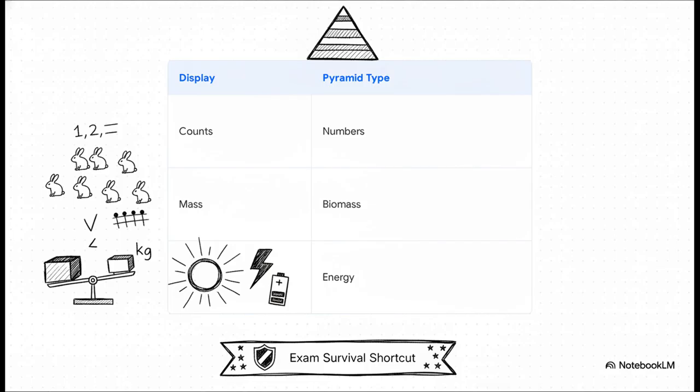But hey, I don't want you to just memorize this one single question. I want you to walk into that exam feeling invincible. So you might want to screenshot this exam survival shortcut right now. It breaks the whole thing down perfectly. If you see simple counts of organisms, you've got a pyramid of numbers. If you see mass measured in grams or kilograms, that's a pyramid of biomass. And if you see energy measured in joules or kilojoules, it's a pyramid of energy. Seriously, lock this table in your brain, and you will never miss a pyramid question again.